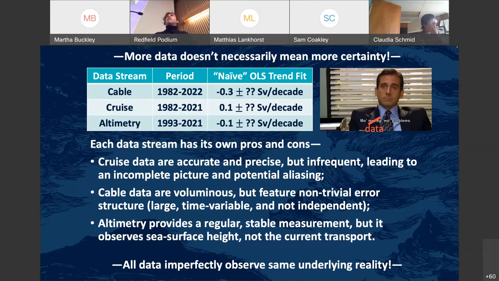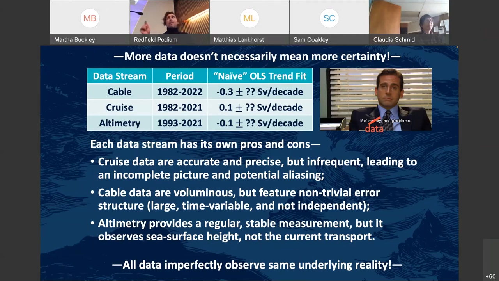The errors are big, the errors vary in time, and something I don't think is really appreciated enough, the errors aren't independent from one daily measurement to another. So we need to account for all that complex structure in the errors. And then finally, altimetry, it's great. You've got these regular every 9 or 10 day measurements along a steady altimeter track, and that observation platform is stable. But you're not measuring transport, you're measuring sea surface height. You have to make assumptions about geostrophy and other geophysical processes that may be impacting the sea level record.